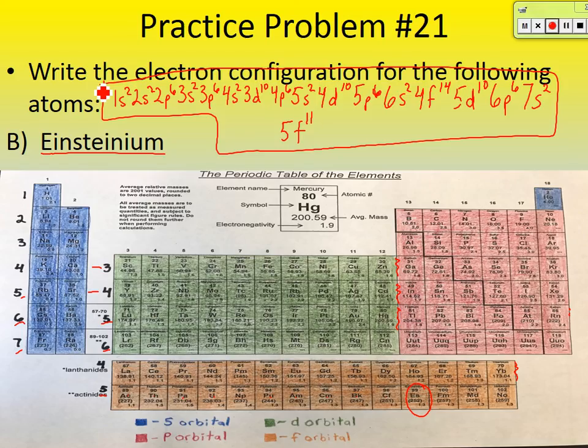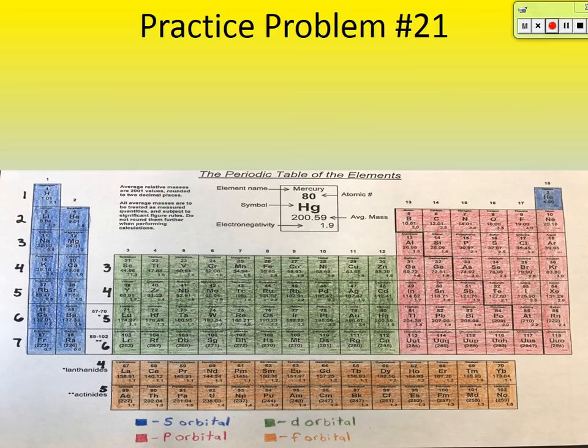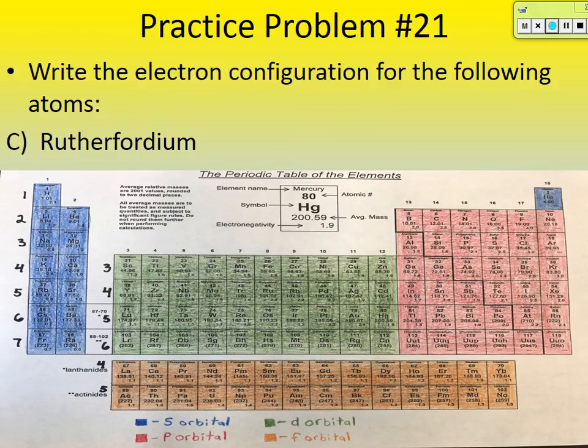Okay. One final question here. Let's see if you can do practice problem number 21. Part C is for you to write the electron configuration for rutherfordium. Rutherfordium, guys, its atomic number is 104. And here's where it's at, Rf. So take a second, hit pause, see if you can do this one. If you can do this one, you can do any of them on the periodic table, and that's a good accomplishment. So see if you can do it.